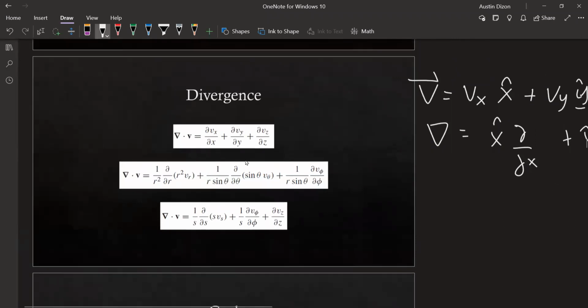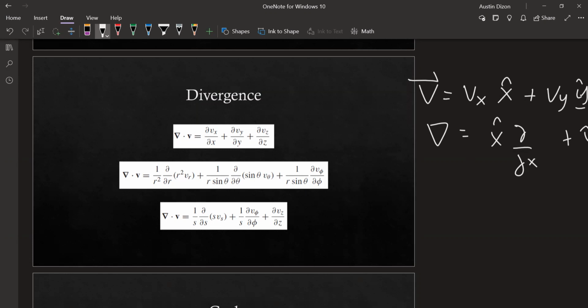And then again, if your vector v is in spherical coordinates, this is what comes out. Sir, where do the 1 over r sine theta and 1 over r squared come from? Those take a long time to derive, so you can derive it if you want to exercise your brain. Basically, you just transform your unit vectors to r and so on and so forth.